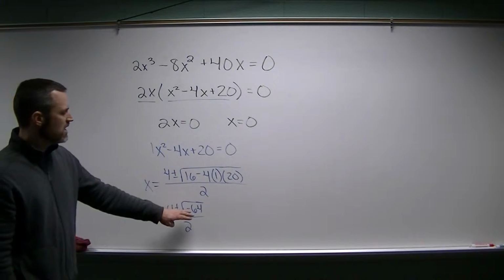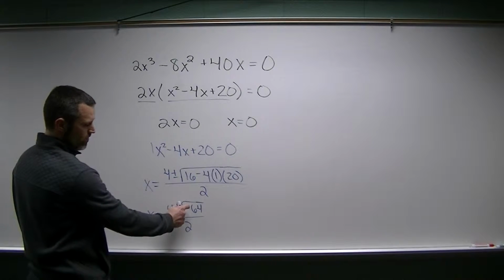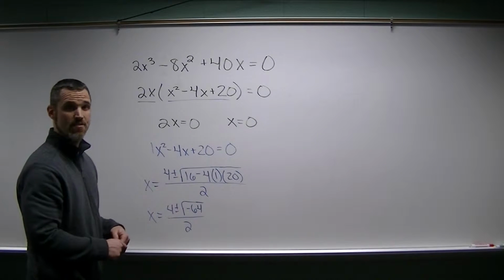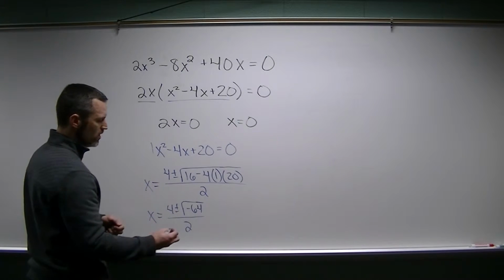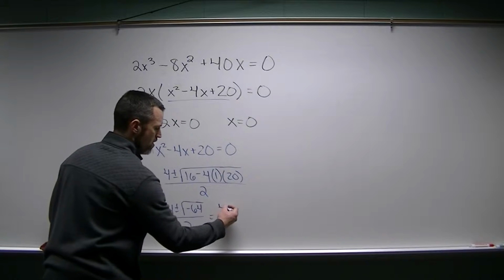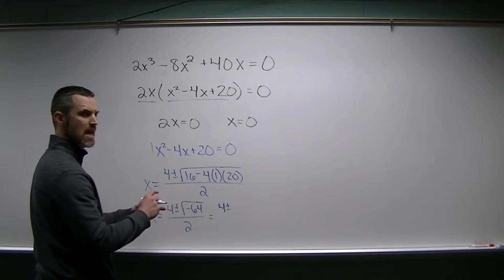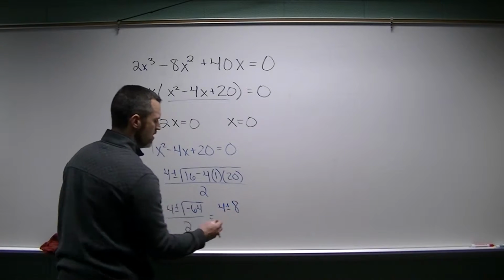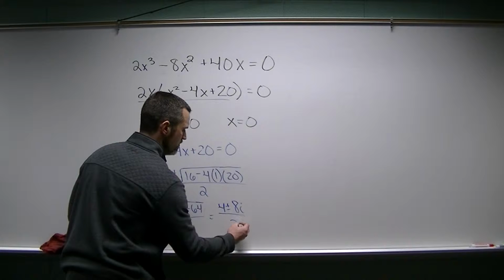So now I just have to break down this root. We've had some experience breaking down roots. I could rewrite this as the root of -1 multiplied by the root of 64. So I'm going to rewrite this as 4 plus or minus, root of 64 is 8, so I'm going to write this as 8. The root of -1 is i, so I have 8i all over 2.